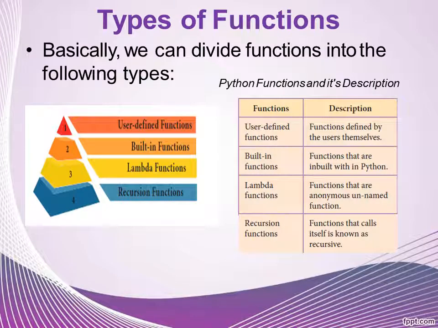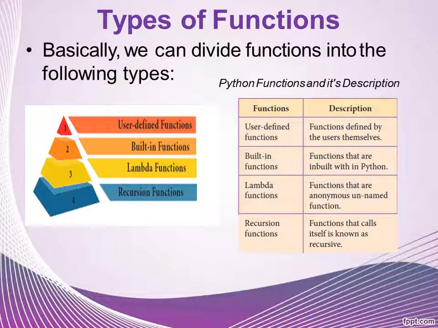So next, types of functions. Here we are going to see the different types of functions. In Python we have 4 different types of functions: user defined functions, built-in functions, lambda functions and recursive functions. We already learned about user defined functions, built-in functions and recursive functions since 11th standard. Okay, and in 12th standard in Python we learn about recursive functions also.